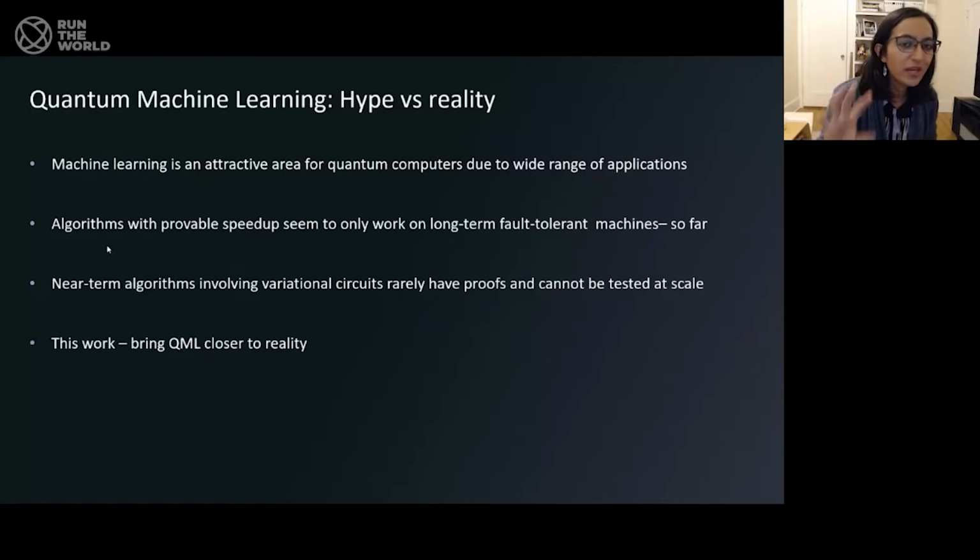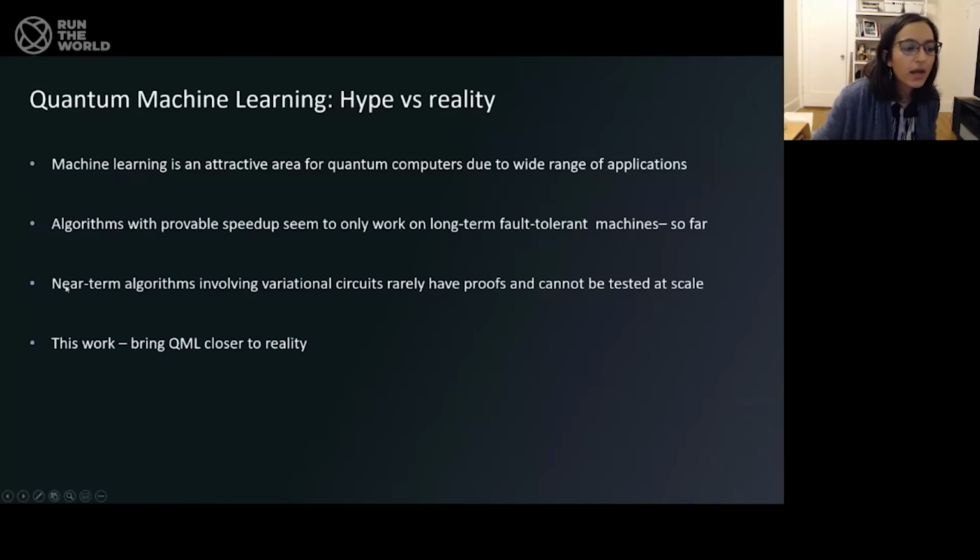But to begin with, I would like to sort of ground ourselves in saying that while machine learning is a very attractive area for quantum computers due to the wide range of applications of classical machine learning, the reality is that the algorithms that we know with a provable speedup only seem to work on long-term fault-tolerant machines because they require a large number of qubits. And also they require many, many gates. So they don't really fit in with the model of algorithms that seem feasible for near-term quantum computers that may have limited or no error correction.